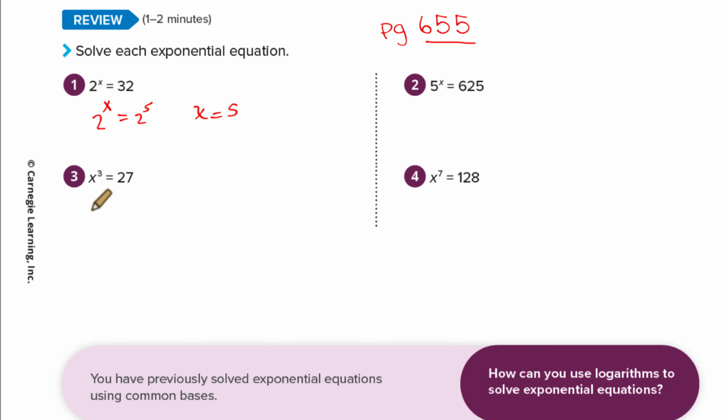Then we can start figuring out ones like number 3 here. We have x to the third equals, well, I know that 27 is actually 3 to the third. So the exponents are the same, the bases must be the same. We get x equals 3.